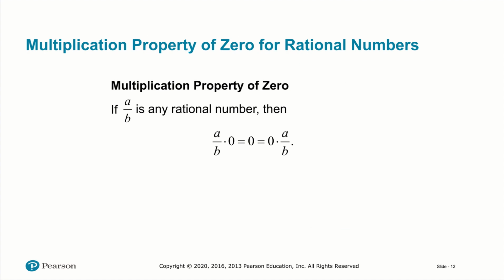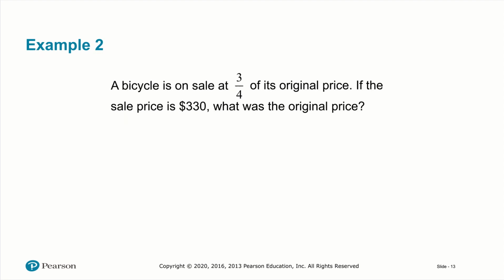Next we see the familiar multiplication property of 0. Take any fraction, multiply it by 0, you're going to get 0. Doesn't matter which side of the fraction you multiply 0 from, the right or the left, you're still going to get 0.